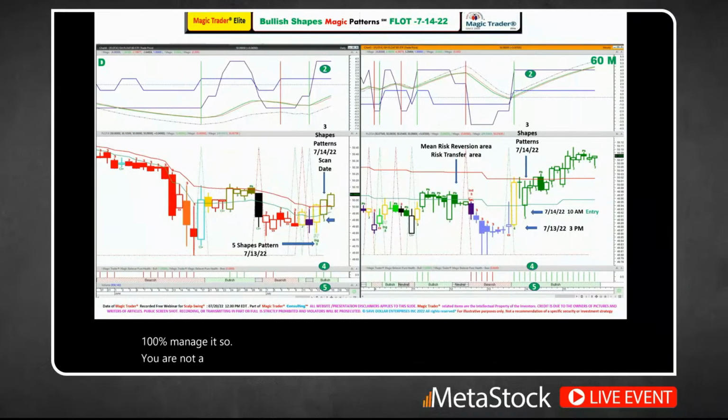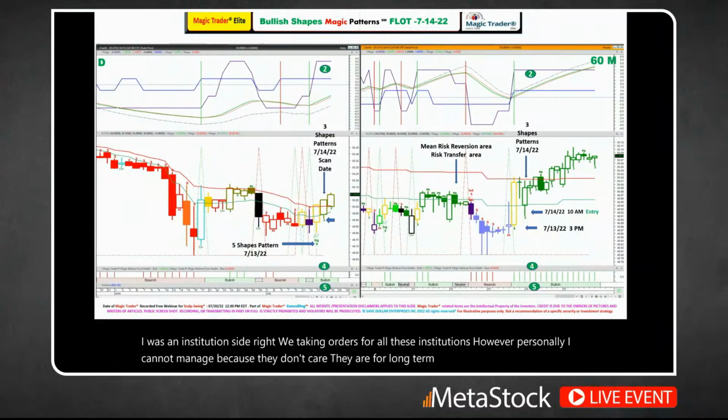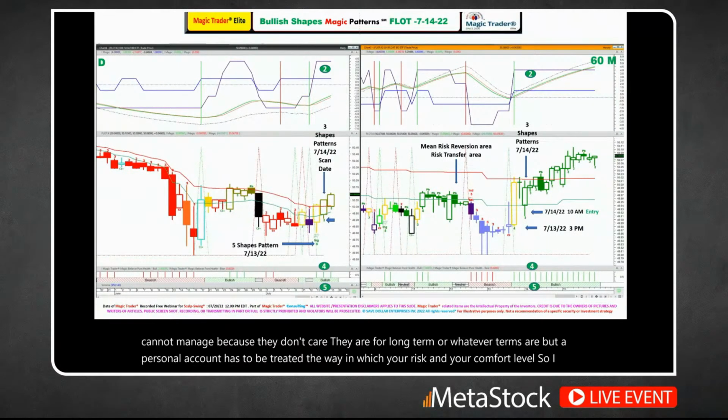I was. I was on the institution side, taking orders for all these institutions. However, personally, I cannot manage like that, because they don't care. They are for long term or whatever terms. But a personal account has to be treated according to your risk and your comfort level. So I can't handle more than 5.